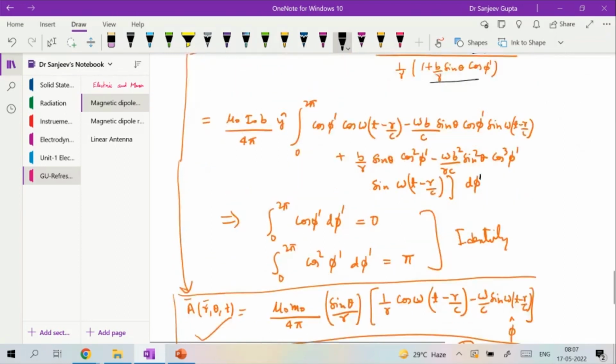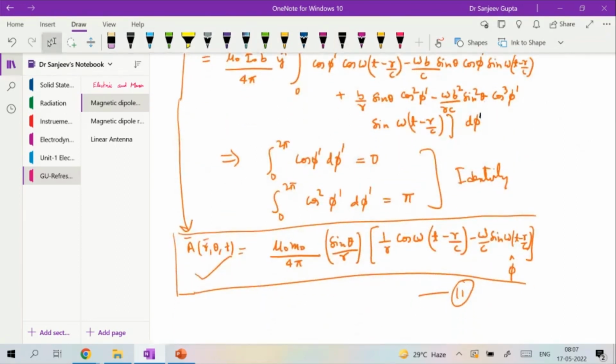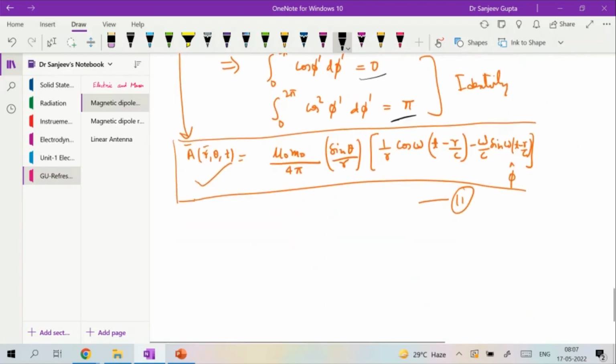So once you have all this, then we can use the identities. Once you have a cos φ term with dφ running from 0 to 2π, it always gives you 0. And if you have the integral from 0 to 2π of cos²φ dφ, it always gives π. So I'm going to use this identity, and we get expression number 11.